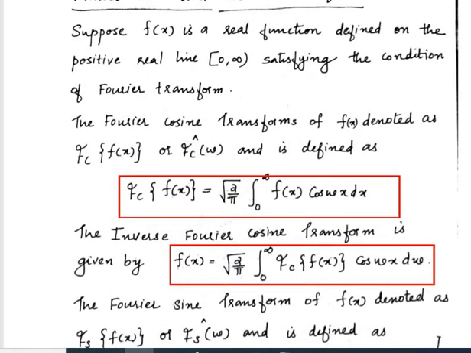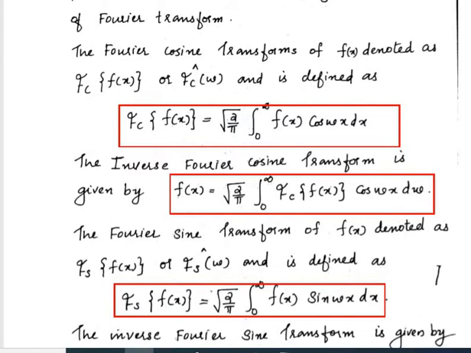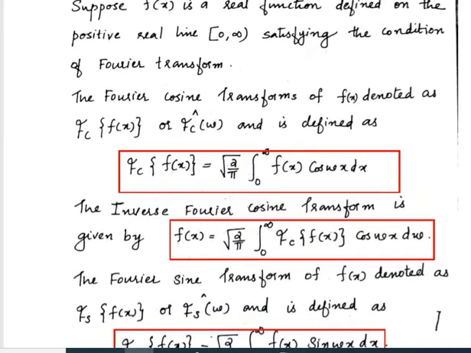We have learned earlier the Fourier transform, which contains both sine and cosine terms, but here we specify what is the Fourier sine transform and what is the Fourier cosine transform. The difference is that here we are defining the function only for the positive terms, that is for 0 to infinity, and the conditions will be the same: it must be piecewise continuous and the absolute function should be integrable. If these two conditions are satisfied, then we can express every function as a Fourier cosine transform, and it can be represented in two ways.